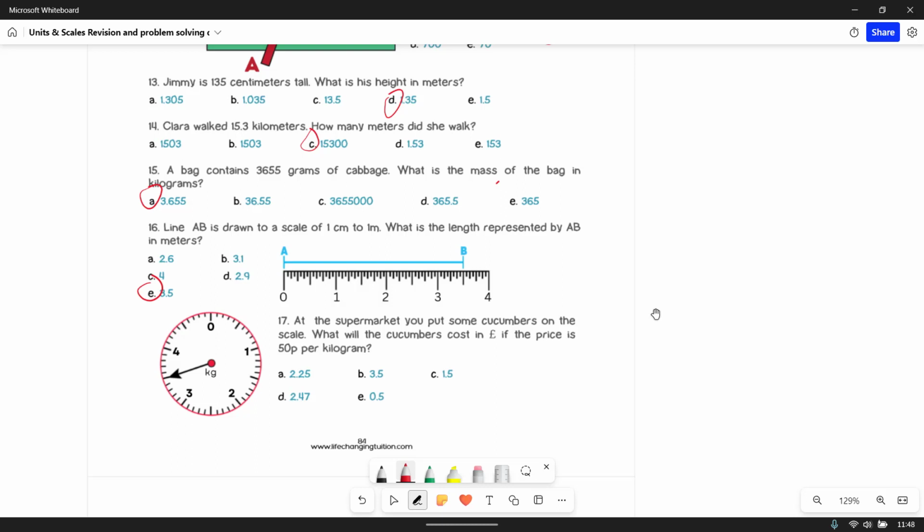17. At the supermarket, you put some cucumber on the scale, and what will the cucumbers cost in pounds if the price is 50p per kilogram? Well, it's 3.5 kilograms, and then you times it by 50p. So 3.5 times 50 is 175.